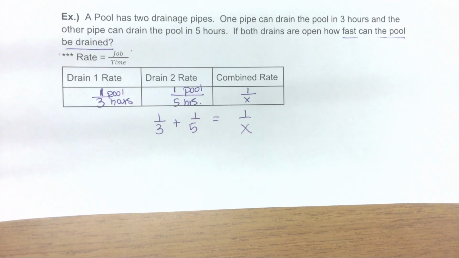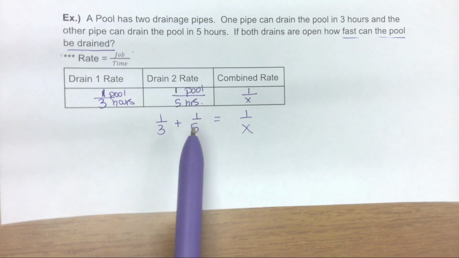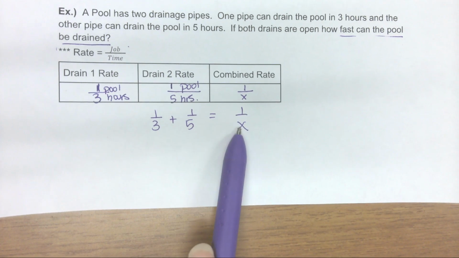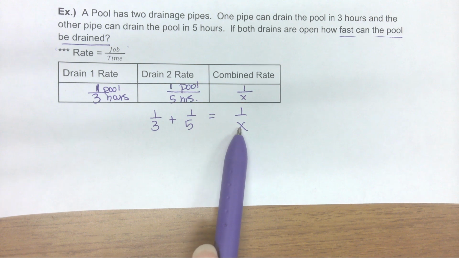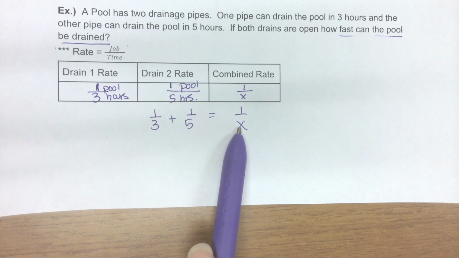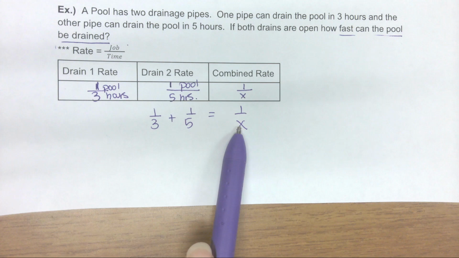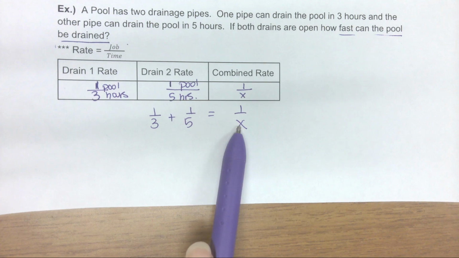What are we going to multiply both sides of that equation by? Well, I need a 3, I need a 5, and I need an X. I've got to do all of them. We'll put that together. 3 times 5 times x makes 15x.